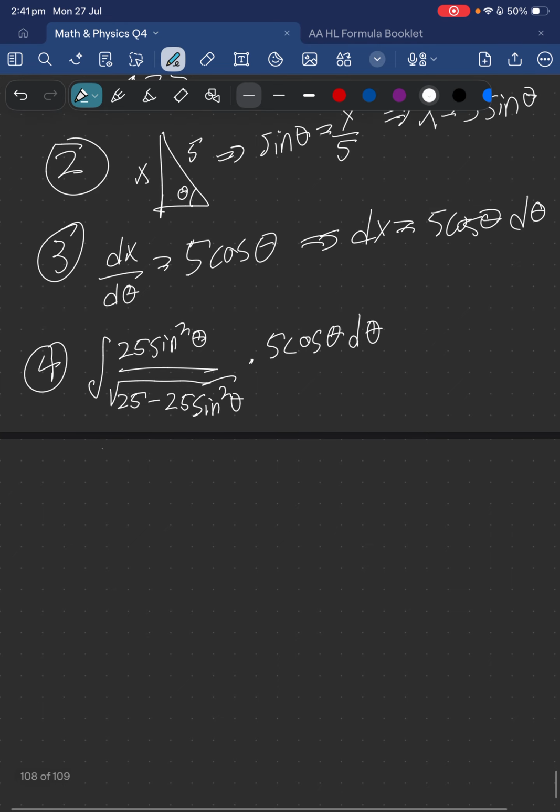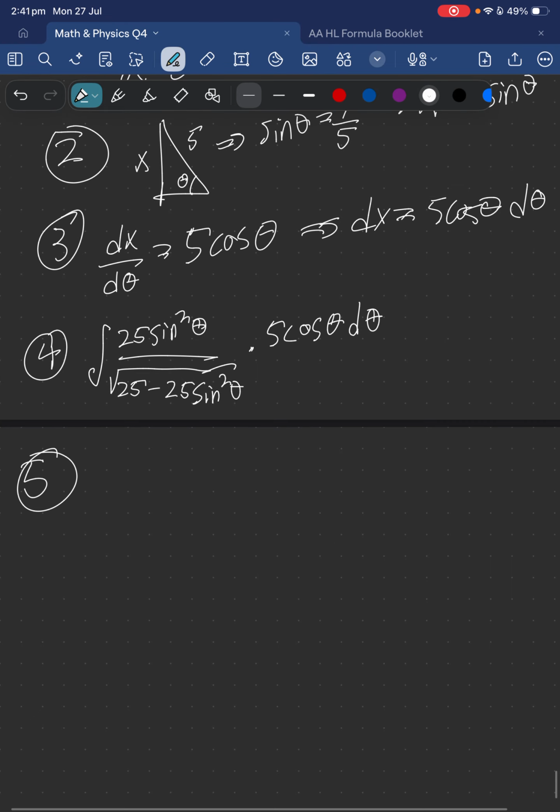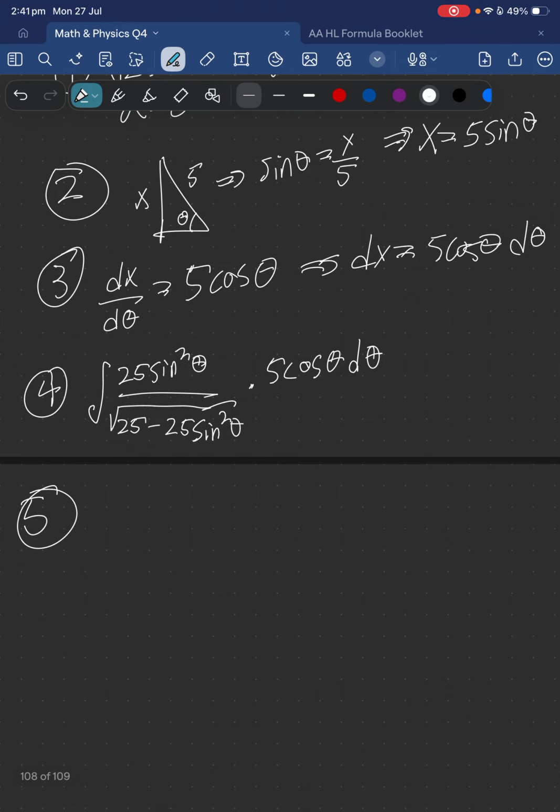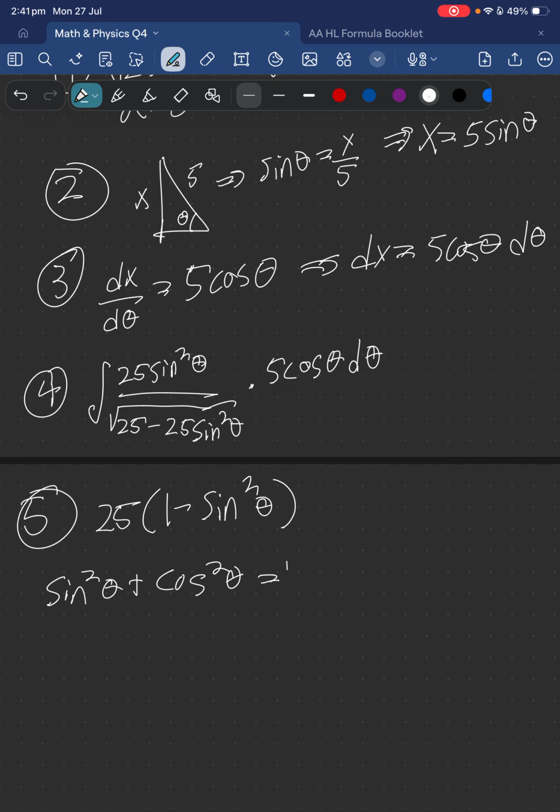Okay, now this does seem like a lot, but bear with me. The next step is to factorize whatever's in the square root. So that would be 25 times 1 minus sine squared of theta. And if you remember, we had this expression earlier from the unit circle, right? So cosine squared is equal to that. So that's 25 cosine squared theta.